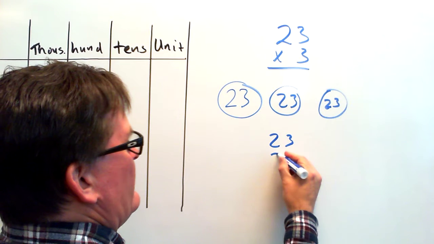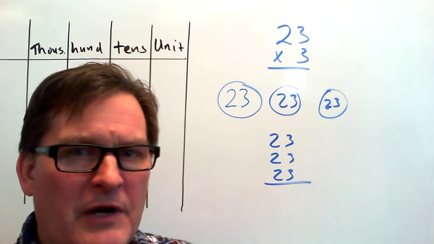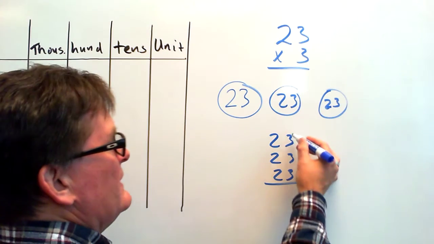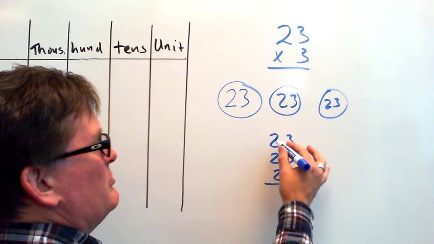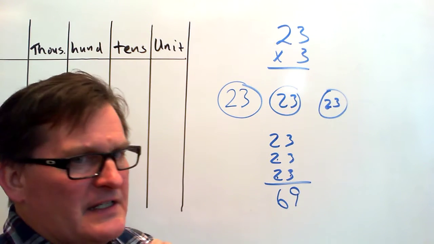So we can add them up. This is a method called repeated addition, which you probably learned in elementary school or previously. We want to add all those up. 3 plus 3 is 6, plus 3 is 9, 2 plus 2 is 4, plus 2 is 6. So we're going to end up with a total of 69, and we know that.